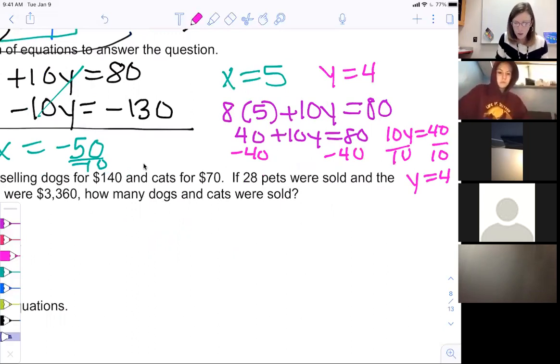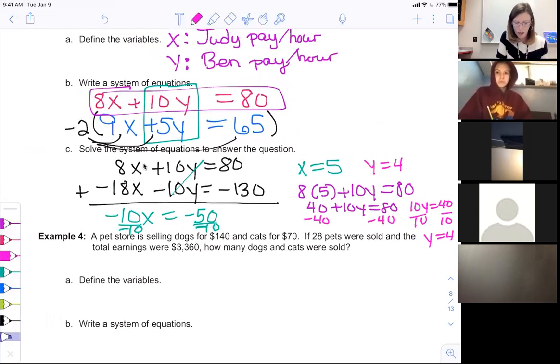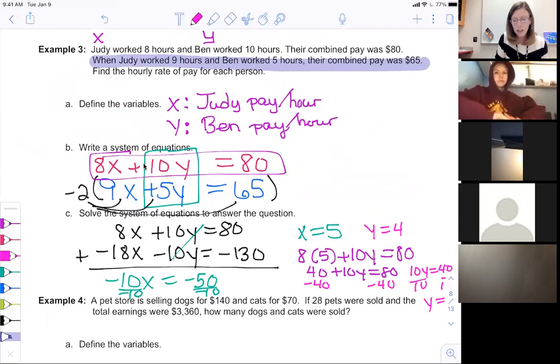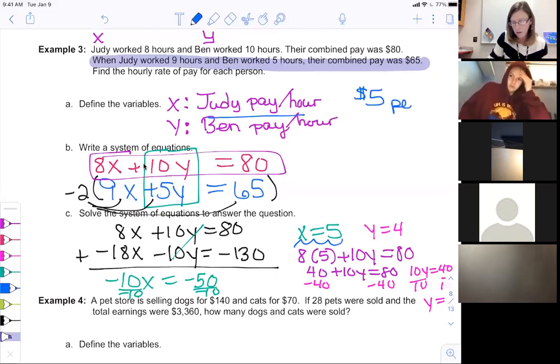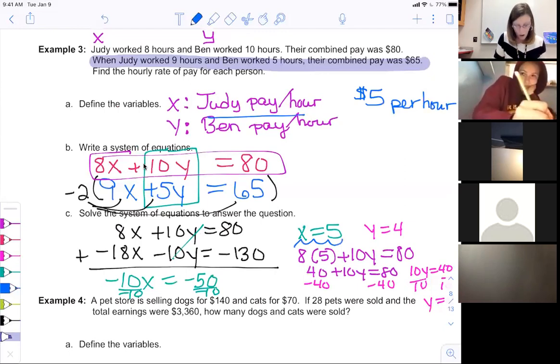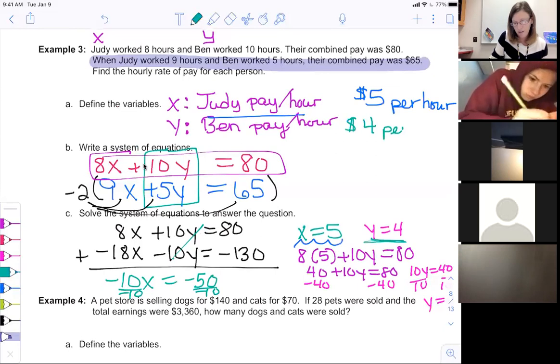Okay, so let's answer this question. We found the x and the y. It says find the hourly rate of pay for each person. So x is Judy's pay per hour. That means Judy made $5 per hour. The Y is Ben's pay per hour. He made $4 per hour.